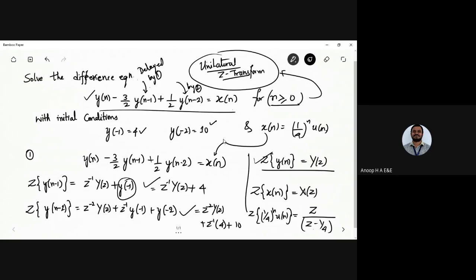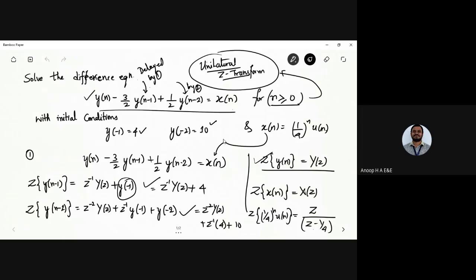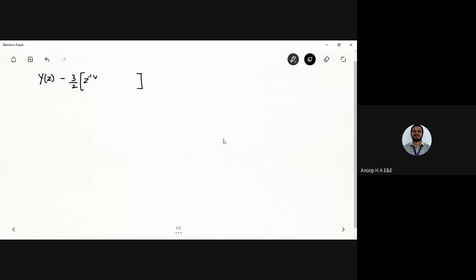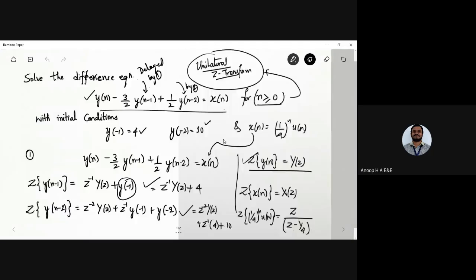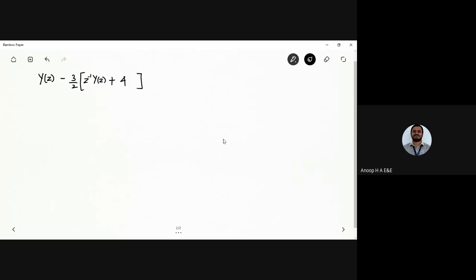Okay, so I apply each and every term to the difference equation that is being given there. So y of n, if I apply the Z transform, that is Y of Z minus 3 by 2, y of n minus 1. If I want to replace y of n minus 1, that would be Z inverse Y of Z plus y of minus 1, that is equal to 4 then. Okay, next, what do I need to do?